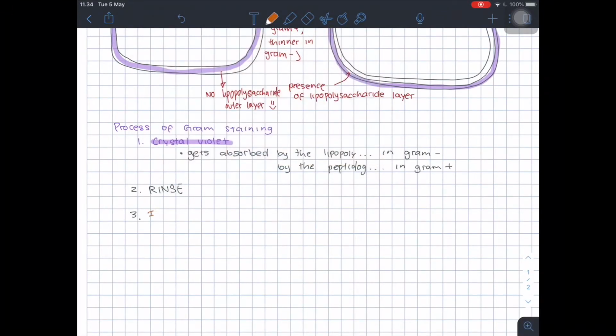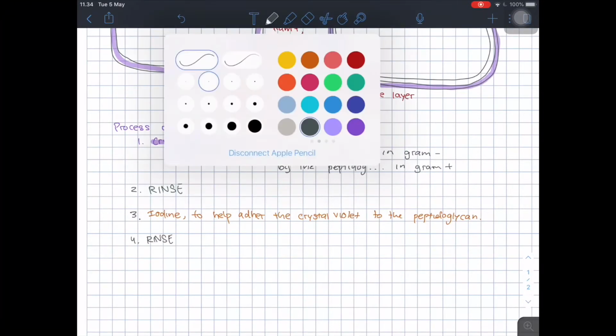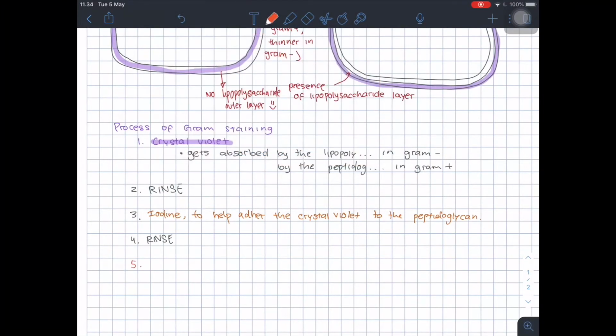The next step is adding iodine. Iodine helps adhere the crystal violet stain to the peptidoglycan. It has no effect on the gram-negative bacteria, but it does have an effect on the gram-positive bacteria. Next is to rinse any excess iodine from the slide.